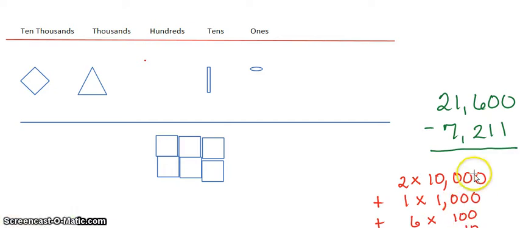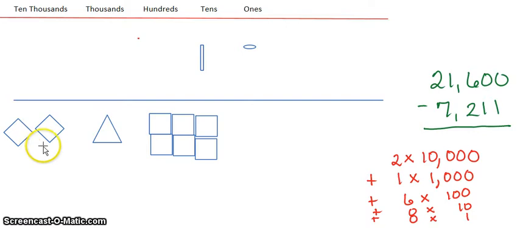Next, I'm going to need to have 1,000, so I need one of these triangles to represent 1,000. And next, I need 2 10,000s to represent the fact that we have 20,000 in the number 21,600. So I'm going to need 2 of these diamonds. So now I have 2 10,000s, 1 1,000, 6 100s, 0 10s, and 0 1s.